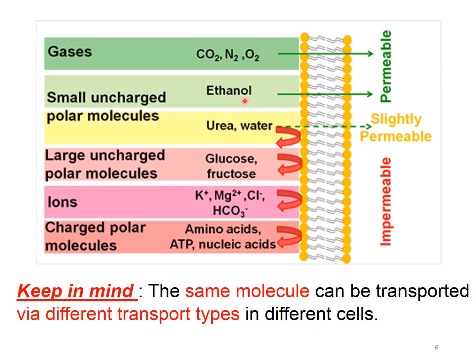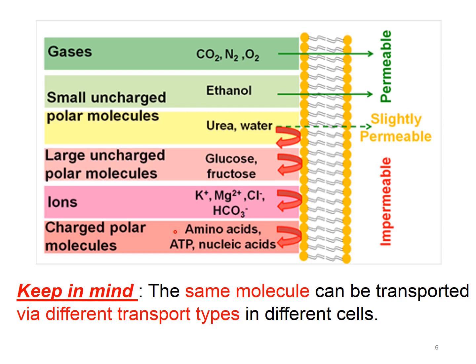However, if we start to have polar molecules like water, the membrane will be slightly permeable to them. If we move to large uncharged or polar molecules like carbohydrates, impermeable. Ions, impermeable. Charged polar molecules such as ATP, nucleotides, amino acids, the membrane is impermeable to those. But we need this material to pass from inside the cell to the outside or in the opposite direction. How will this happen? This is what we'll learn through these two lectures.